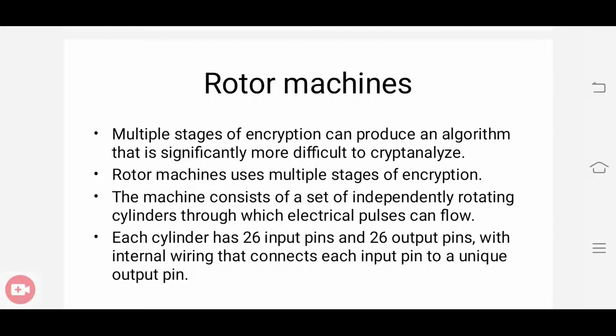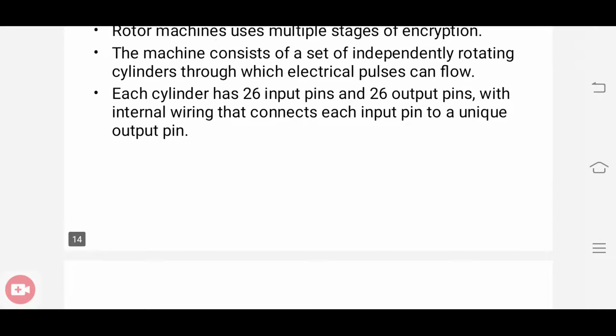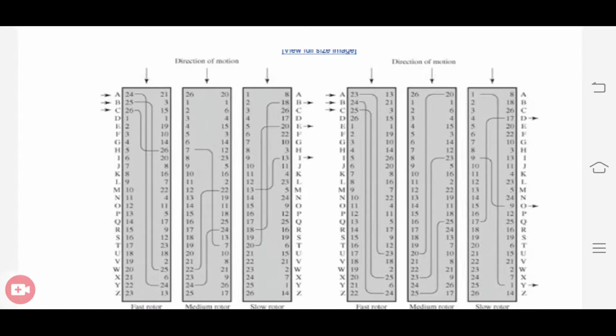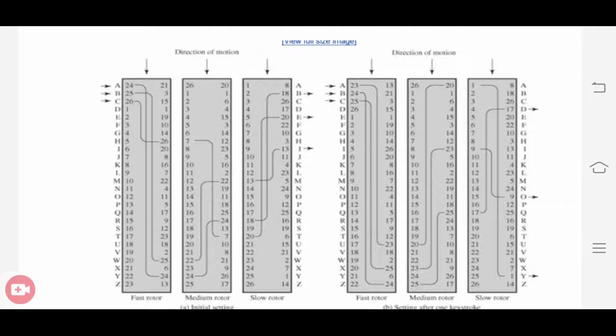Okay, this is the general introduction of a rotor machine. It is a multi-stage encryption scheme. Here, a number of rotating cylinders are used, and each cylinder has 26 input pins as well as 26 output pins, connected by using the internal wiring mechanism. And this is the structure of a rotor machine. Here 3 cylinders are used for our convenience. So each cylinder has 26 input pins as well as 26 output pins.